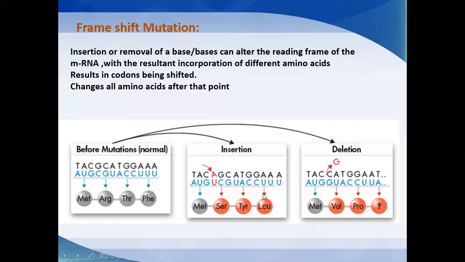So in this way, by the insertion and deletion of nitrogen bases in the DNA molecule, different amino acids are formed in the protein molecule, which changes all amino acids after that point. These types of mutations are called frame shift mutations.